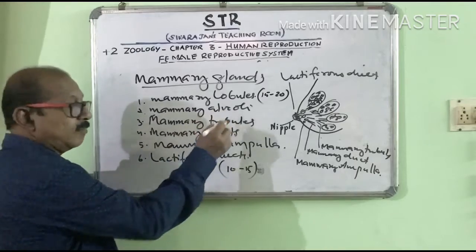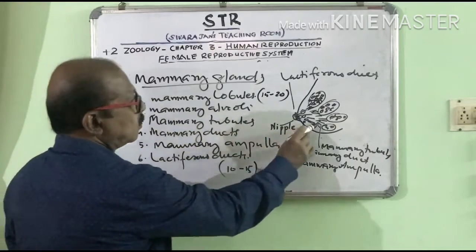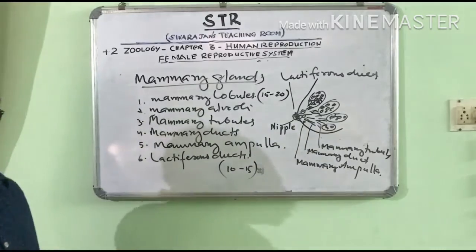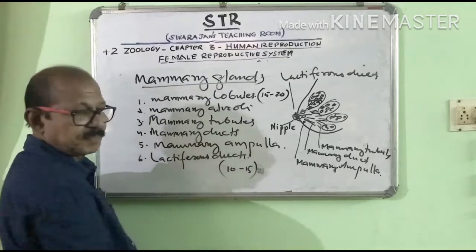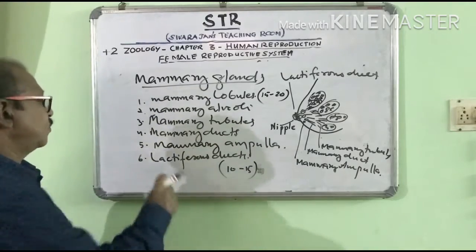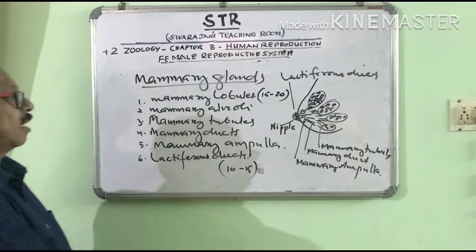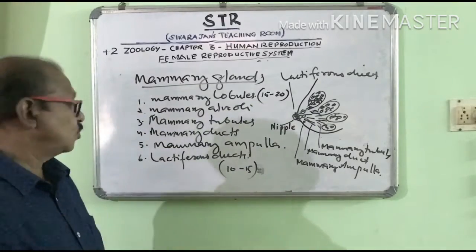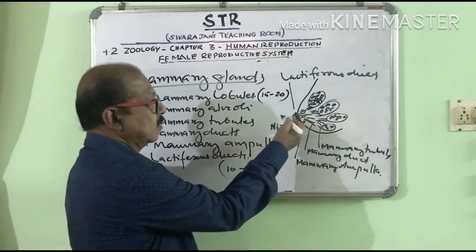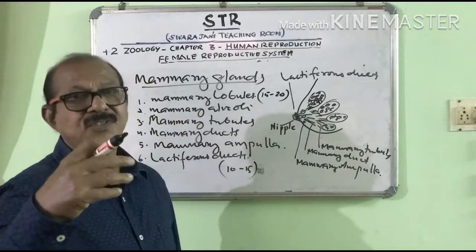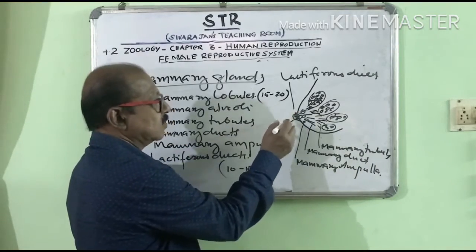The mammary alveoli lead into minute tubes called mammary tubules, and many mammary tubules join to form a still bigger duct called a mammary duct, and many mammary ducts join to form a swollen tube called a mammary ampulla, and the mammary ampulla opens into lactiferous ducts, and the lactiferous ducts are concentrated at a particular point. It is projected out. It is called the nipple.